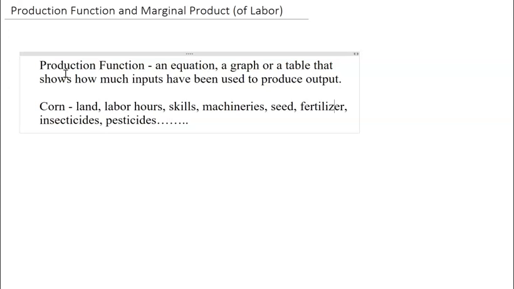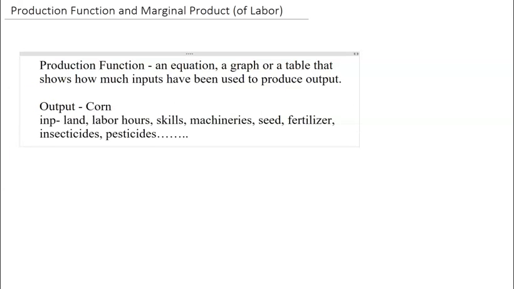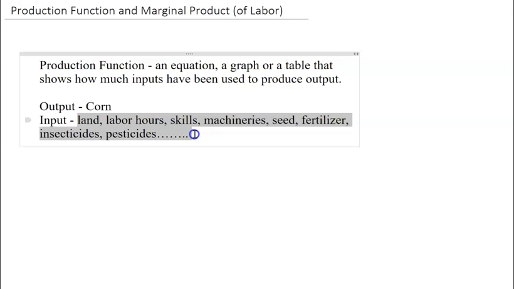So in this case, my output is going to be corn, and my inputs are all these other factors. A production function is going to tell me how I convert all these things into an output. It can be an equation, as I said, it can be a graph, it can be a table. In microeconomics, we use production functions to see how inputs are converted to output. In macroeconomics, we use production functions to see how all of the economy's inputs are used to produce, let's say, something like GDP.